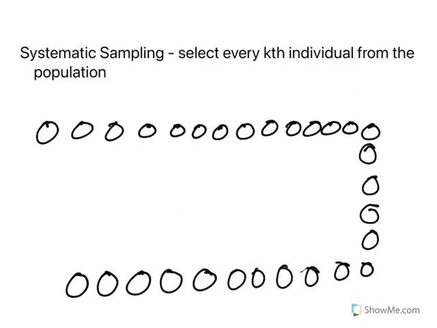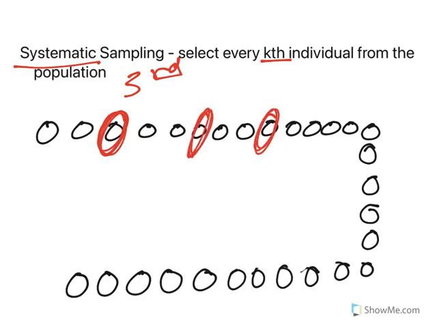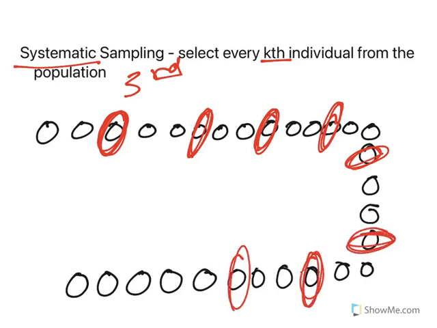Systematic. We are selecting every kth individual, meaning it could be every third, every fourth. So in this case, I have a bunch of people, each one noted by the black circle shown on the screen. If I wanted to take in a systematic sampling every third person, I would count 1, 2, and then I would talk to the third person. 1, 2, talk to the third person. So every time I would count, and every time I get to the third person, I would talk to them.